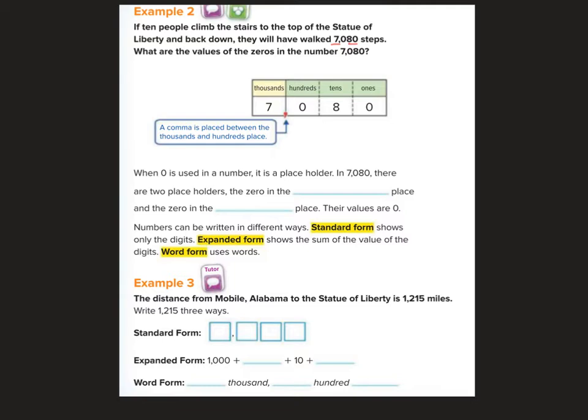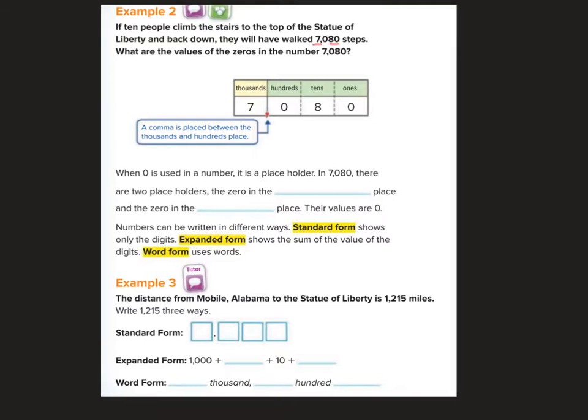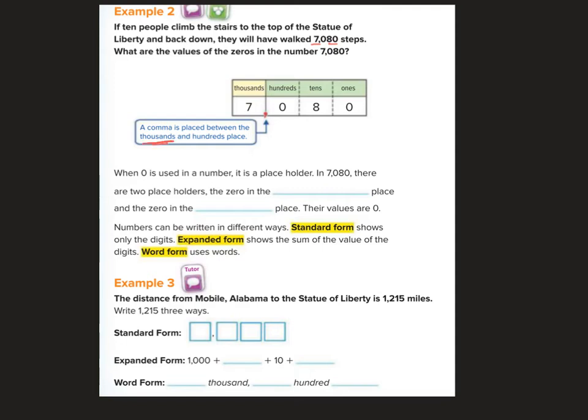7,080. So here it tells us a comma is placed between the thousands and the hundreds place. Okay, so when the 0 is used in a number, it is a placeholder, right? Because if I wanted a 7 and an 8 to show 7,080 and I just write a 7 and an 8, that's only worth 78, not 7,080. So that can't work. In 7,080, there are two placeholders.